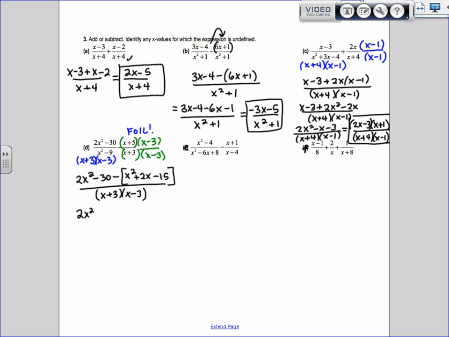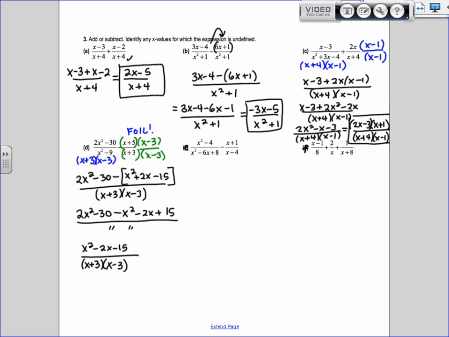So I have 2x squared minus 30 minus x squared minus 2x plus 15. I distribute my negative. And this is what I was saying, I get kind of lazy sometimes. I just do little marks. I don't want to write the denominator over and over again, but I always write something so I don't lose it. Okay, so I get x squared minus 2x minus 15 all over (x plus 3)(x minus 3).